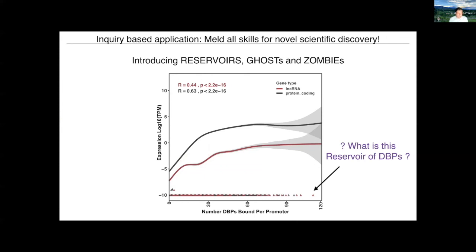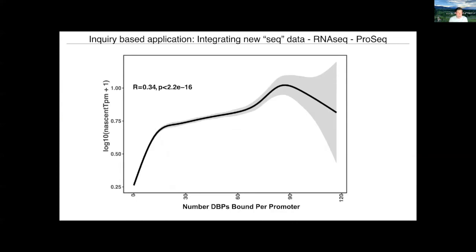So we looked at ProSeq, which is nascent transcription, to see if there's any hint of activity going on in there. And we did, indeed, see that these things do look like enhancers, because the amount of RNA coming out of them at nascent levels has a similar trend: the more proteins that are bound at the promoter, the more nascent transcription there is.